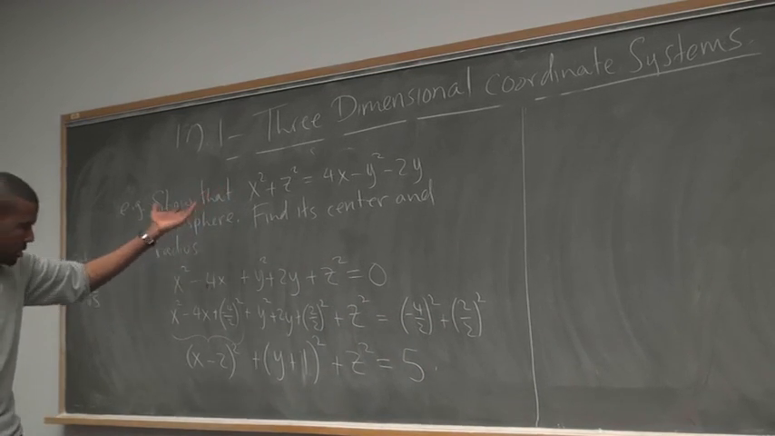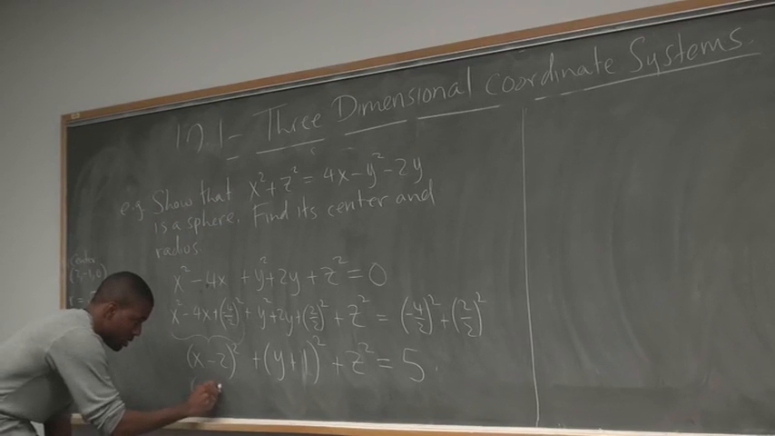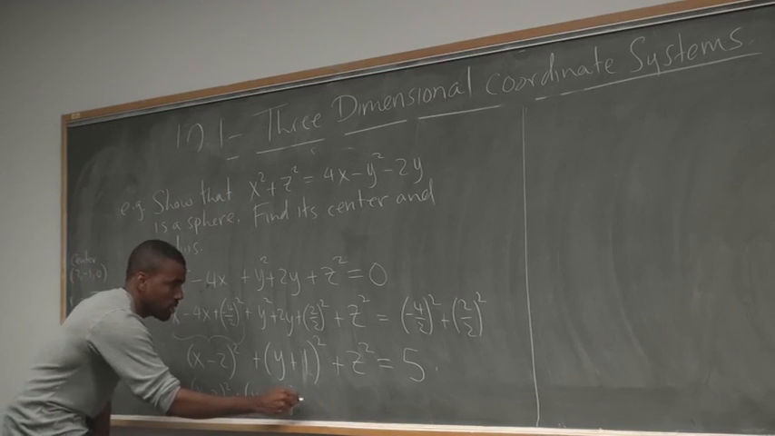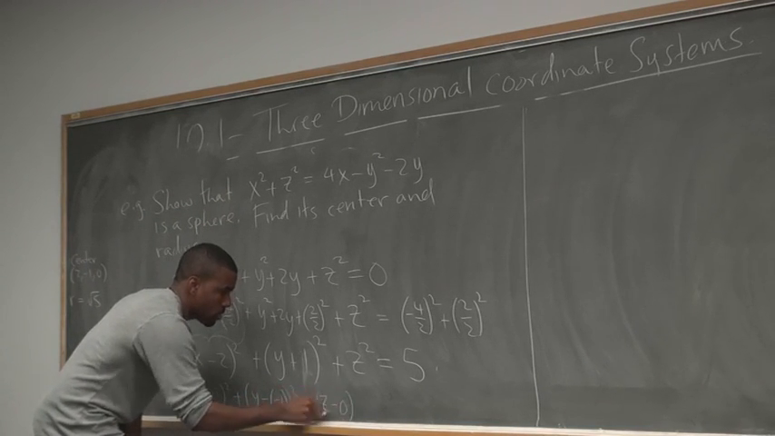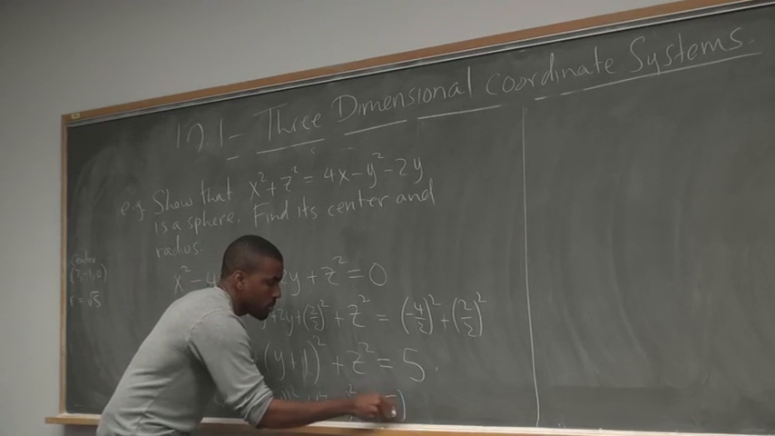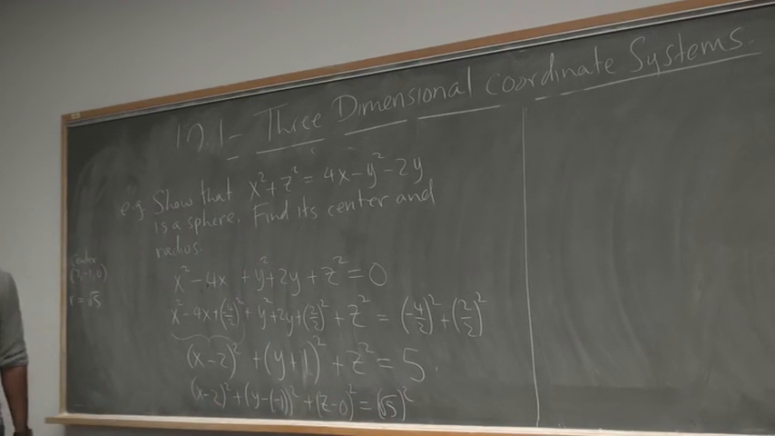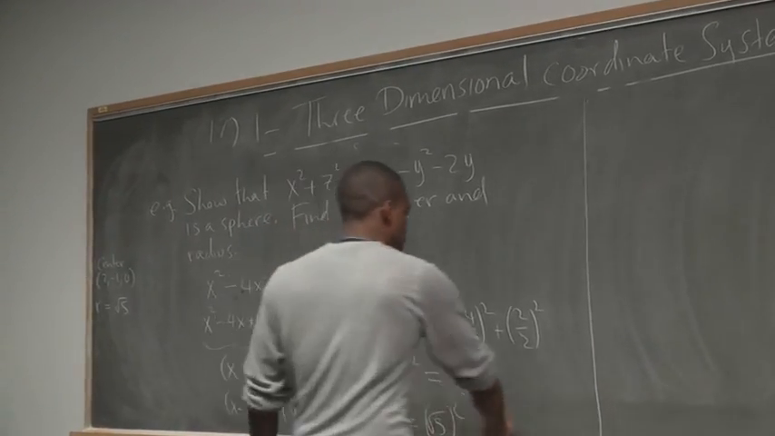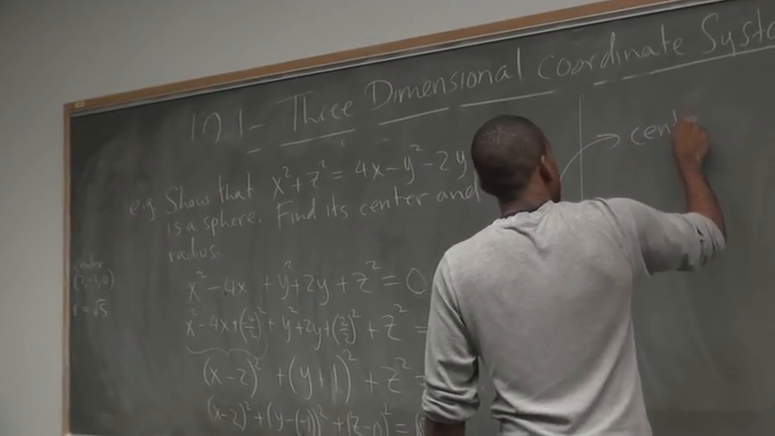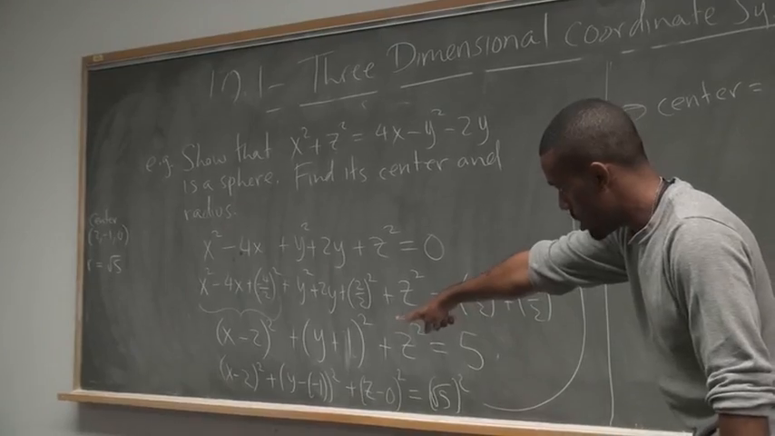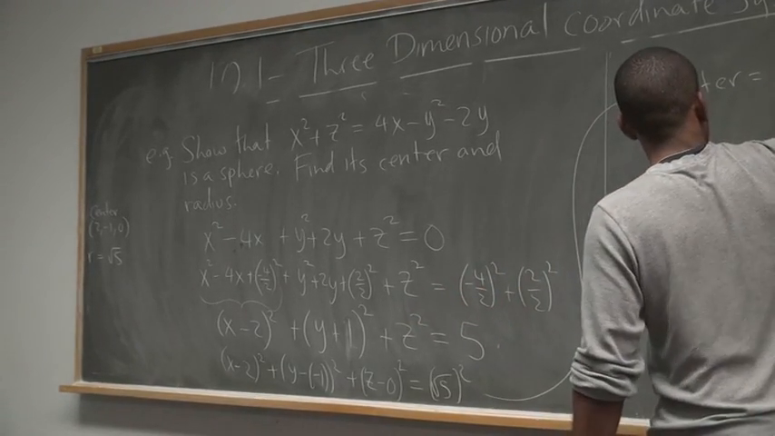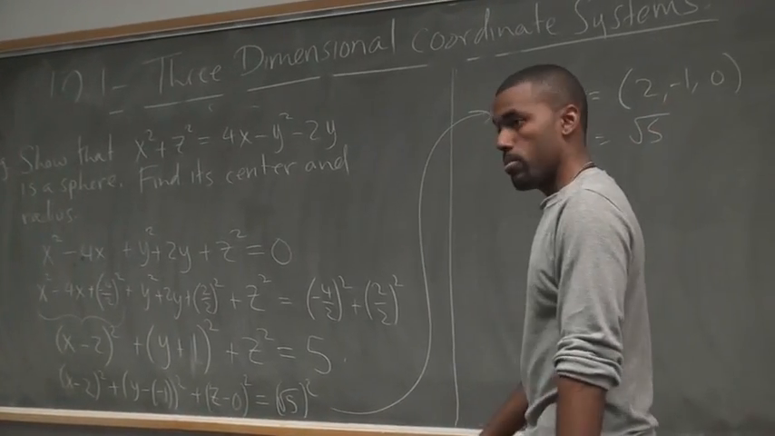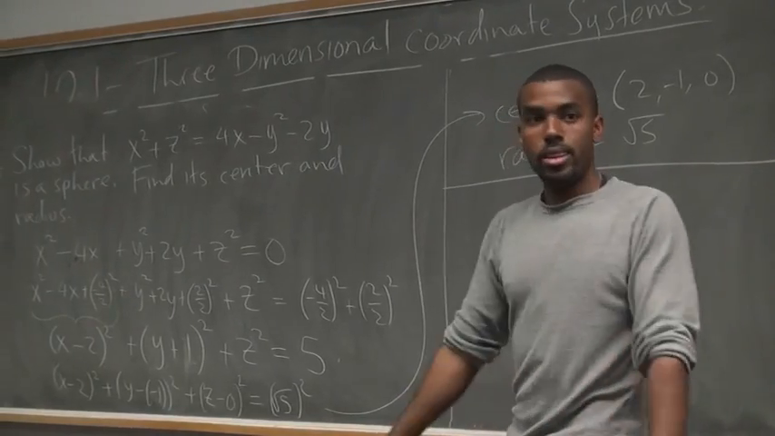Technically, if you want to be pedantic, you say this is (y minus negative 1) squared, plus (z minus 0) squared, equals radical 5 squared. Now I can write it exactly in that form, and I know that form is what we call a sphere. So this is actually a sphere, and I can now say what the center is, just the numbers that are there: 2, minus 1, 0. Radius is the radical 5. Any questions on that?